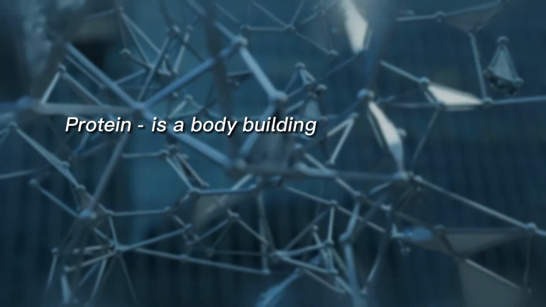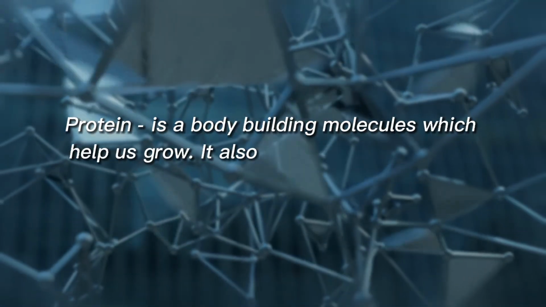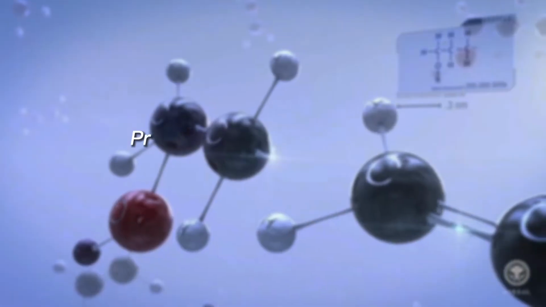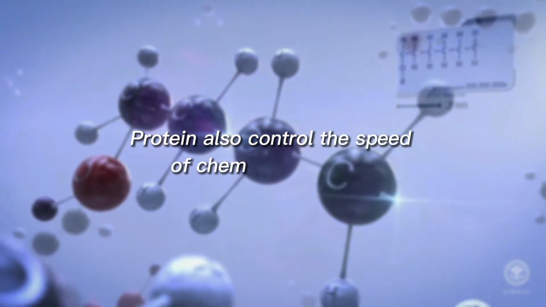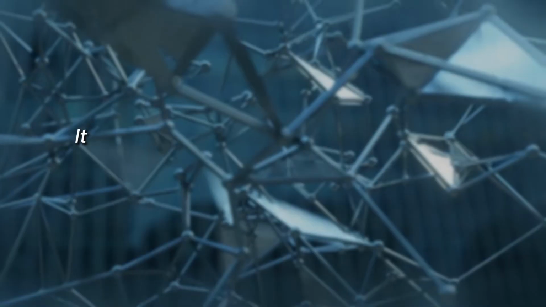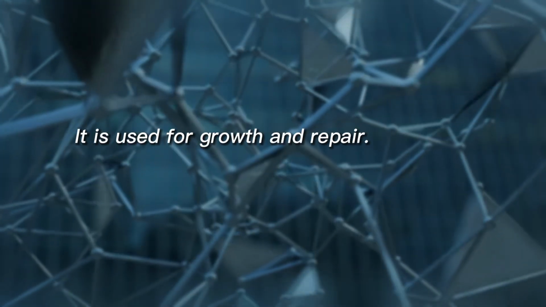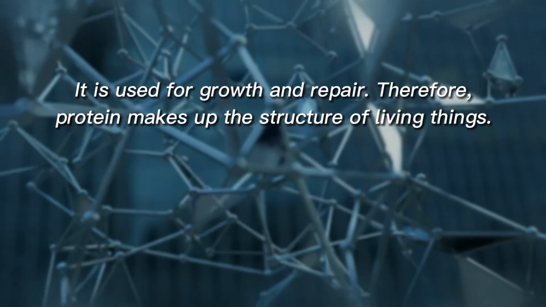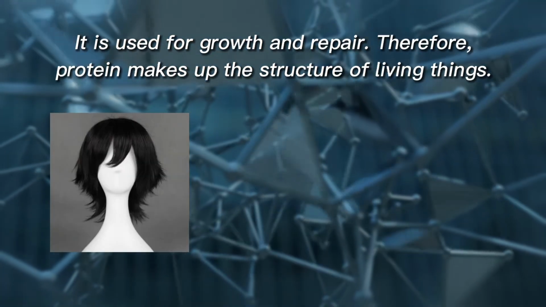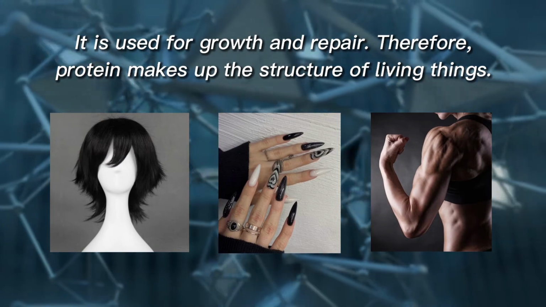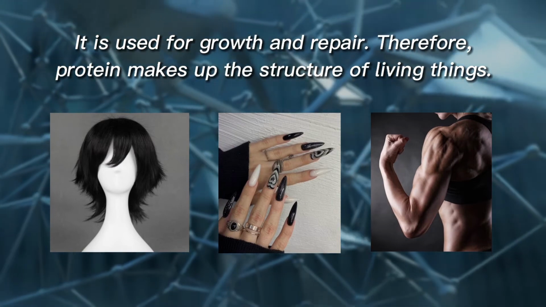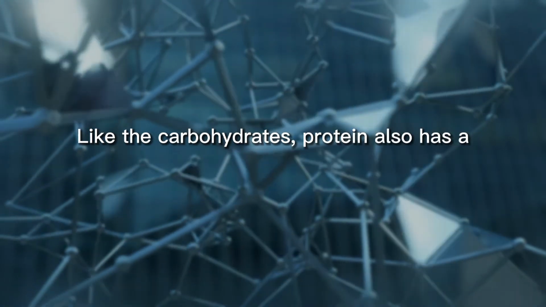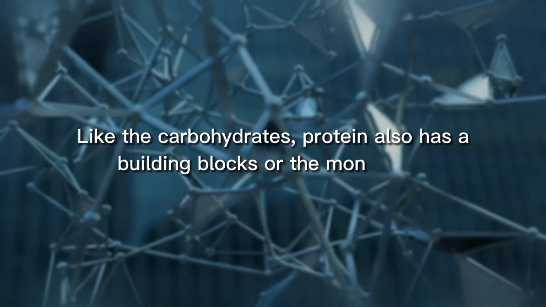Protein is the body-building molecule which helps us grow. It also transports molecules in and out of the cell. Protein also controls the speed of chemical reactions. It is used for growth and repair. Therefore, protein makes up the structure of living things such as hair, nails, and muscles, and all of those are made up of protein. Like the carbohydrates, protein also has building blocks or monomers.